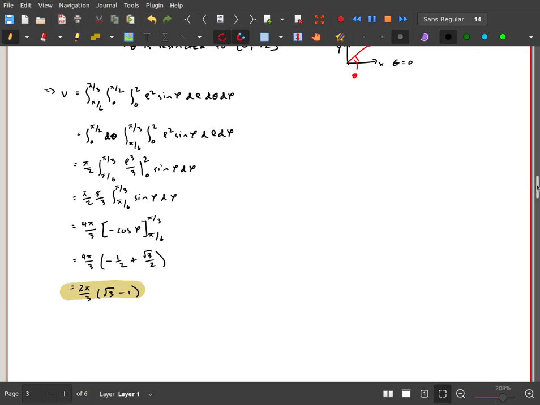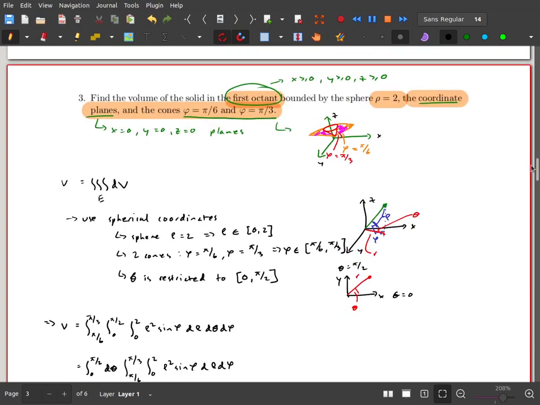So in this question, the tricky bit is figuring out what the limits of integration are when we have shapes that are not something you can easily visualize. So you might need to sketch it out.